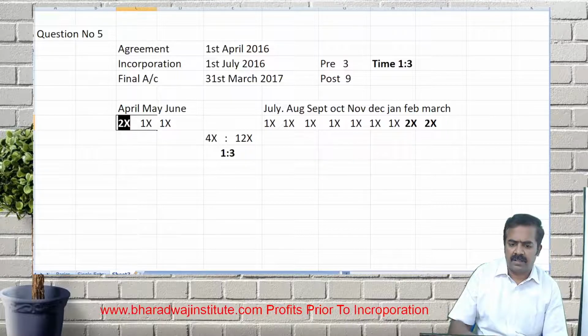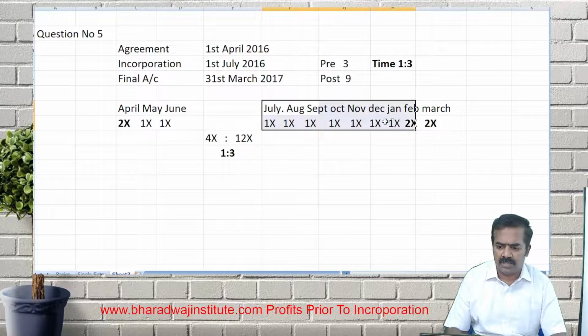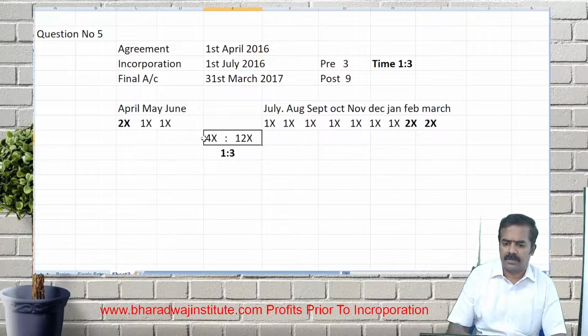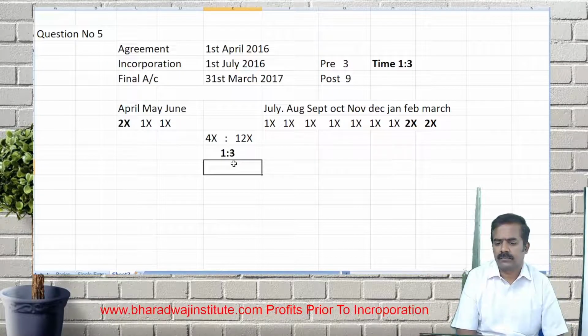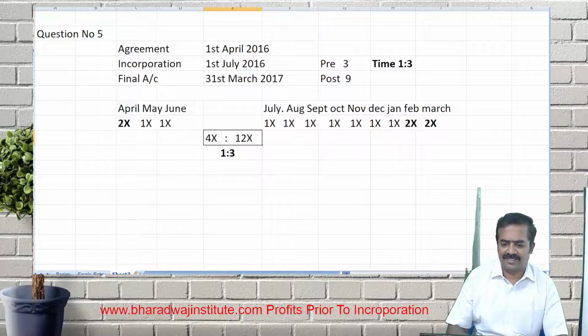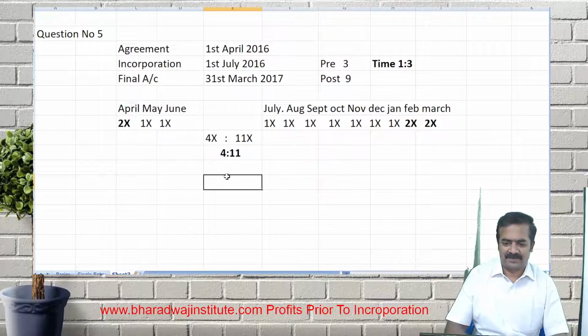April month is given double. So May and June normal, July to January normal, then February and March double. So what is the sales ratio? 4:11. It is fine.